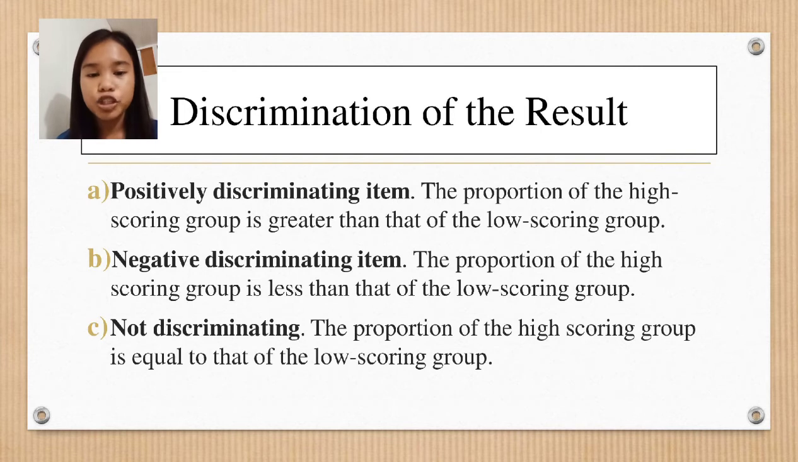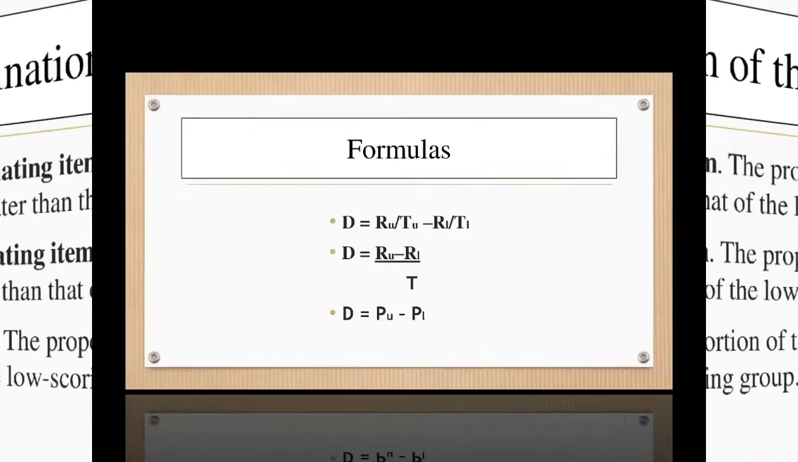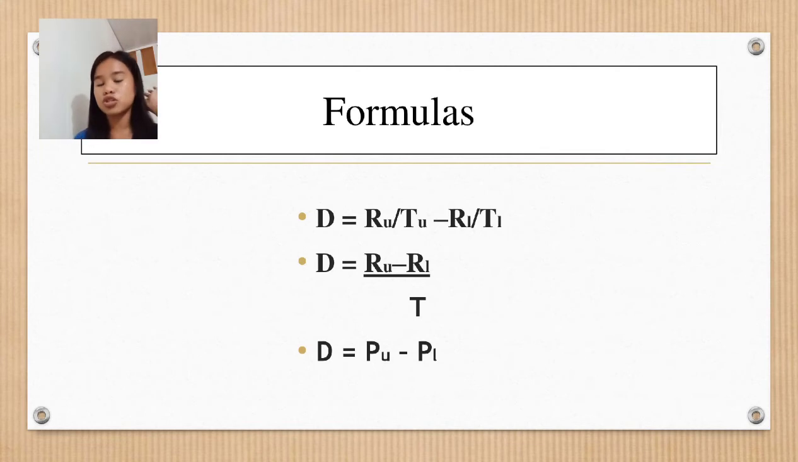And then the third one is not discriminating. The proportion of the high scoring group is equal to that of the low scoring group. So equal lang yung nakakuha ng high score and then sa low score. So di bale, pantay lang sila. These are the formulas to be used.